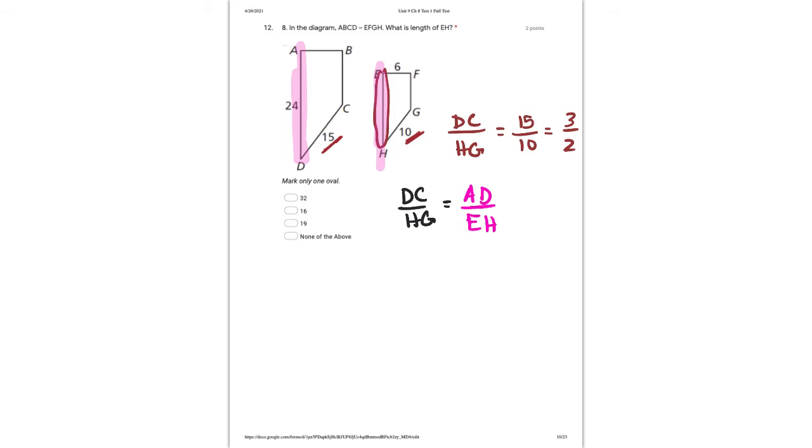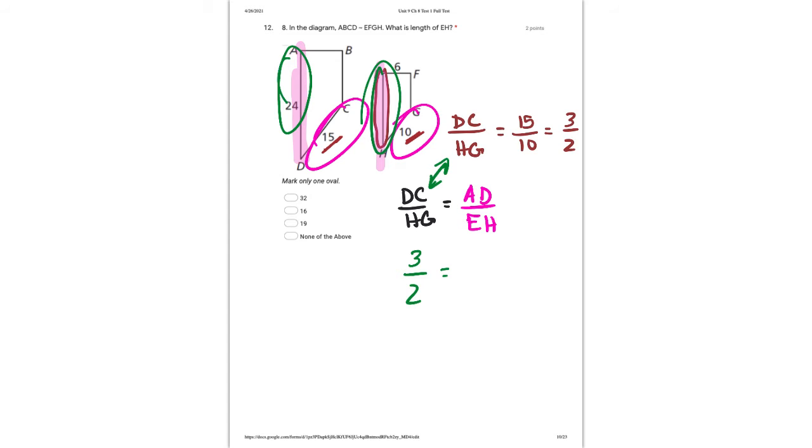So it is this to this, the same as this to EH right there. Now we already know what the ratio DC over HG is. That's 3 over 2. We found that right up above it here. AD is 24 and the EH is what I'm looking for. Now instead of putting EH, I'm just going to call it X.